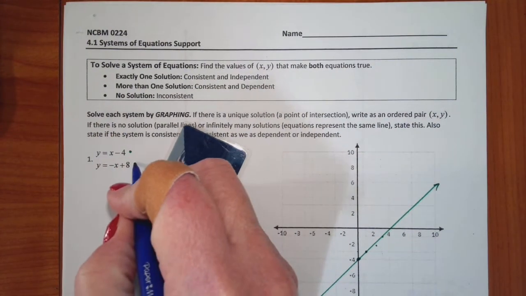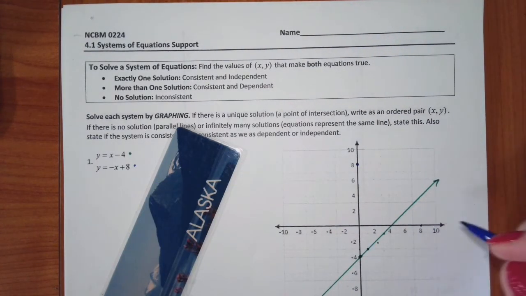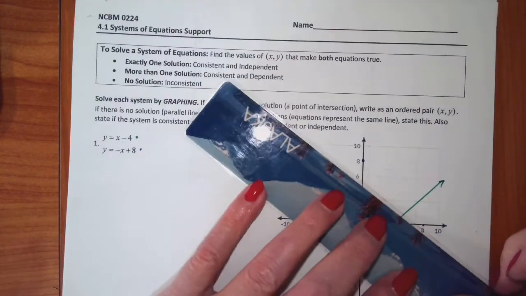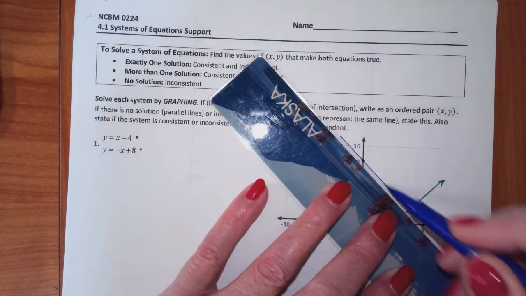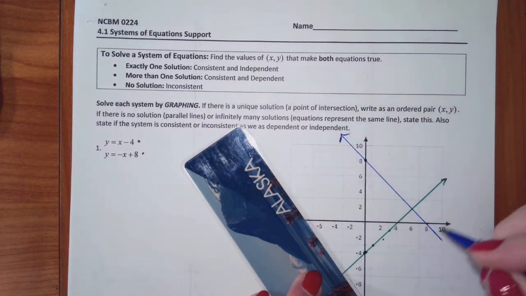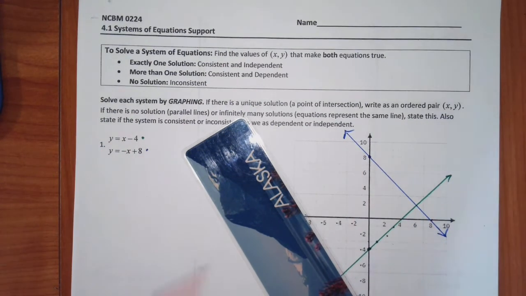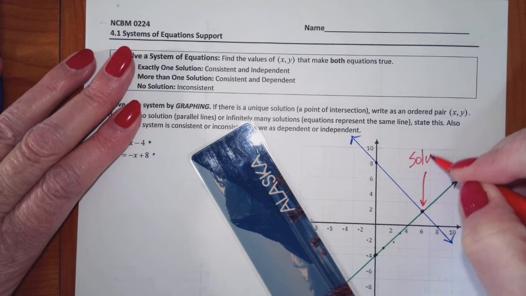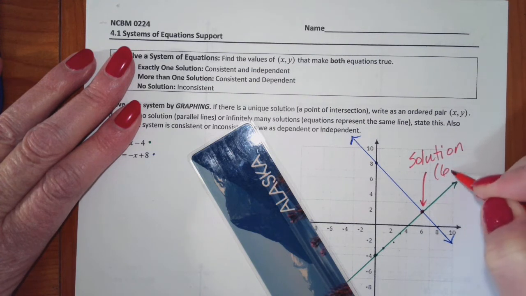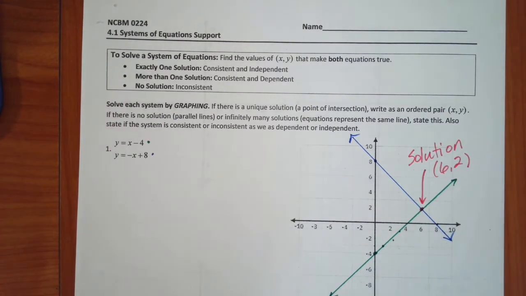If I have y equals negative x plus 8, I begin at 8. My slope is negative 1, so I go down 1 over 1. I happen to know that I end up over here at 8. And if I want to connect my dots, then the point of intersection here, which is 6, 2, this is my solution, the point 6, 2. That means when x is 6 and y is 2, it makes both of these equations true.